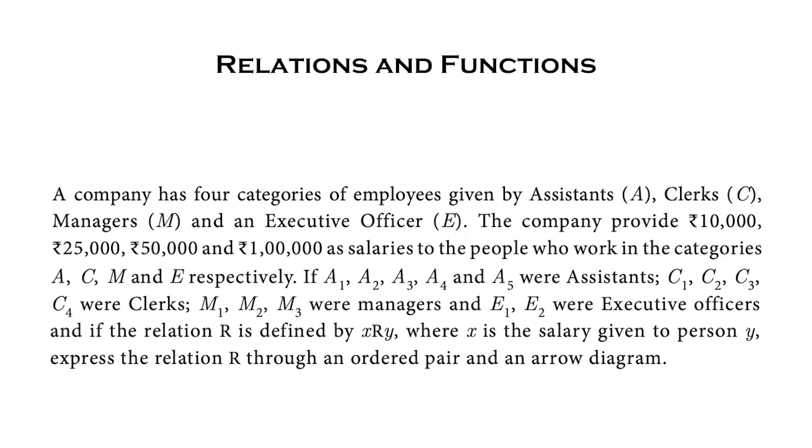A company has 4 categories of employees given by assistant A, clerks C, managers M, and an executive officer E. The company provides rupees 10,000, 25,000, 50,000 and 1 lakh as salaries to the people who work in the categories A, C, M and E respectively. If A1, A2, A3, A4 and A5 were assistants, C1, C2, C3, C4 were clerks, M1, M2, M3 were managers, and E1, E2 were executive officers, and if the relation R is defined by X related to Y, where X is the salary given to person Y, express the relation R through an ordered pair and an arrow diagram.